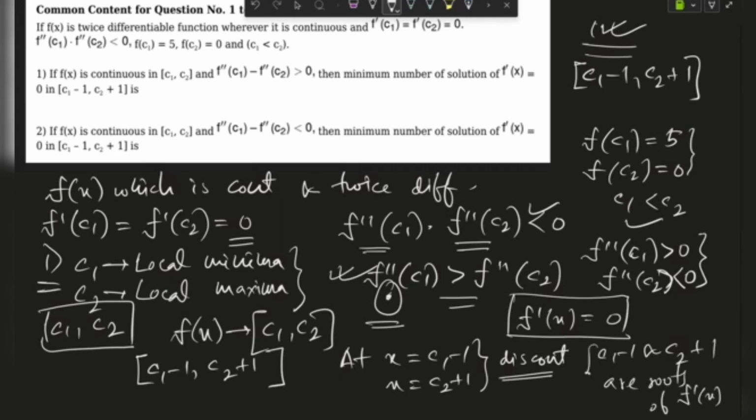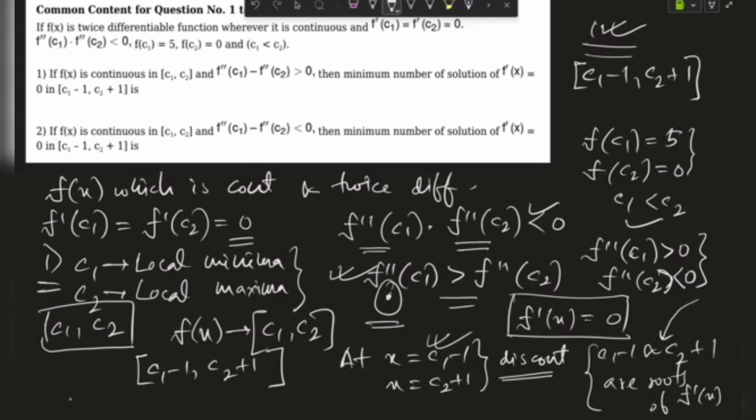If you guys can't understand why, basically f of x is discontinuous at these two points. Say if I take an example of modulus x. If you differentiate modulus x, it will come out to be 1 and minus 1, right? For x greater than 0 it is 1 and for x less than 0 it is minus 1. So at two particular points f dash x has two different solutions. They are obviously different. So some sort of thing happens here also. If f of x is discontinuous at these two points, then f dash x will obviously have roots at these two points.